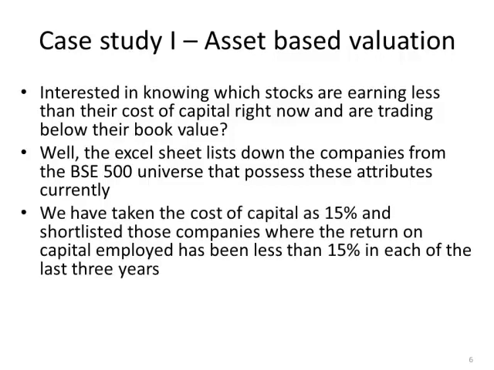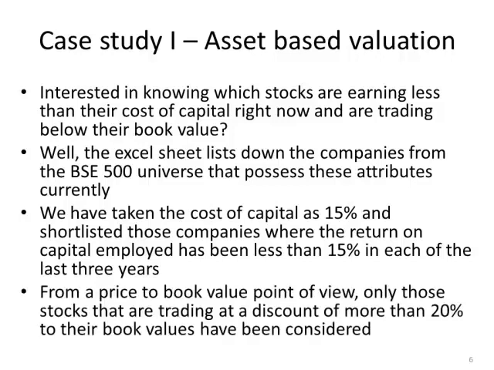In creating the spreadsheet, we've taken the cost of capital to be 15%, and we've shortlisted those companies where the return on capital employed has been less than 15% in each of the last 3 years. So we see that the firms are consistently earning below the cost of capital. From a price to book value point of view, we've only included those stocks that are trading at a discount of more than 20% to their book values. This means the price to book value ratio must be 0.8 or lower.